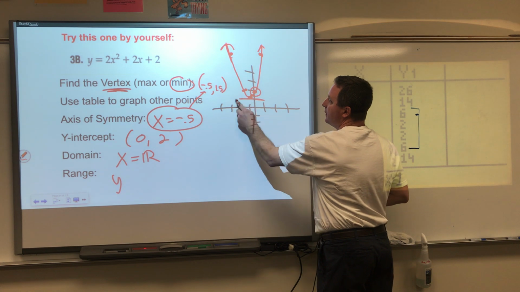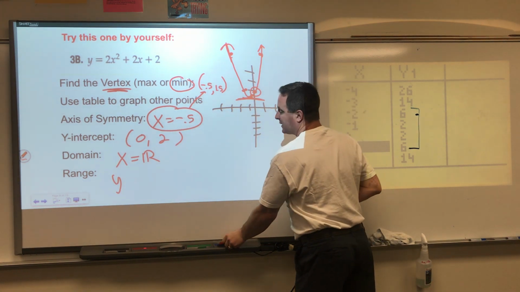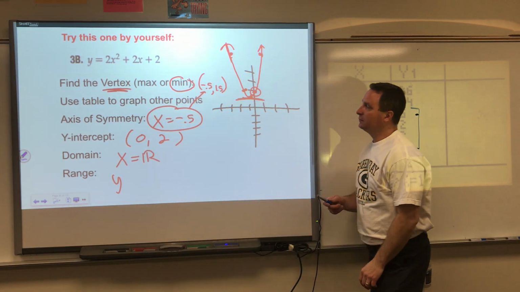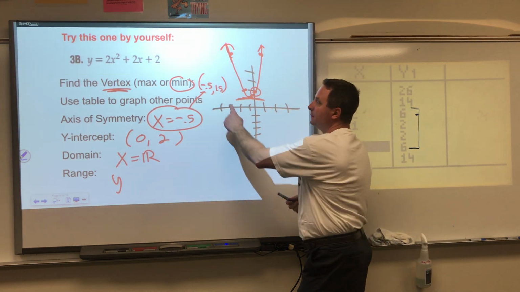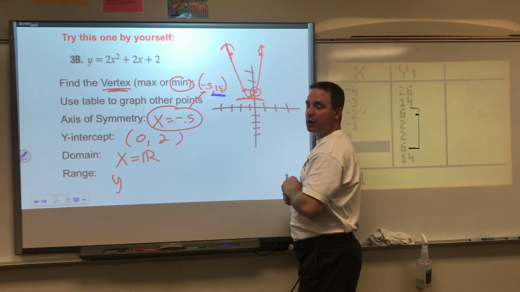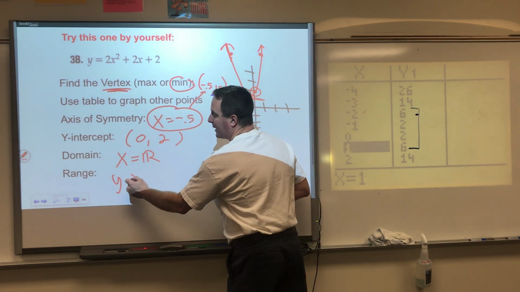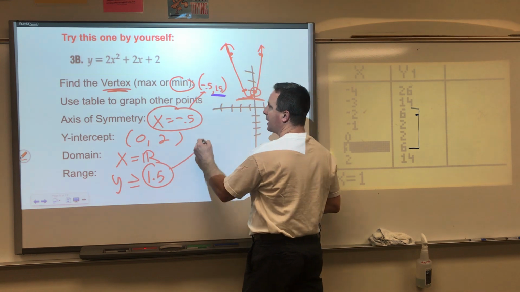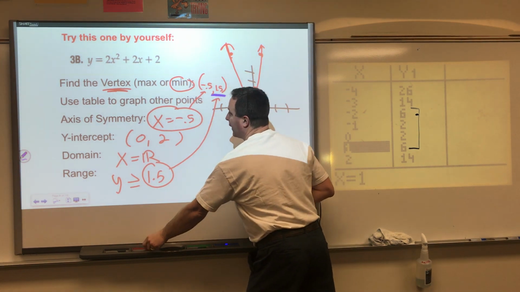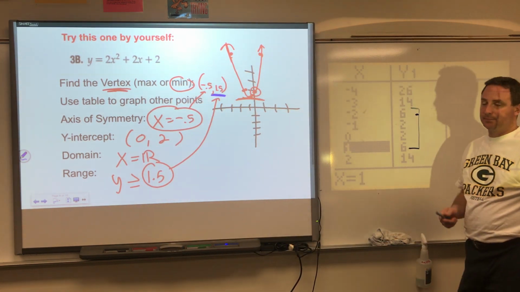Well, right here, that's the lowest that graph goes, and everything is above that number. What is that number? 1.5. Again, it goes with the vertex. So y is greater than or equal to 1.5. And again, that number is coming from right there every single time.